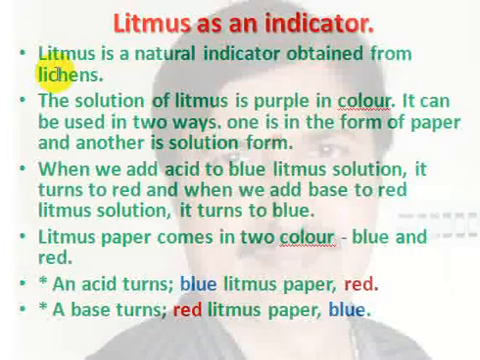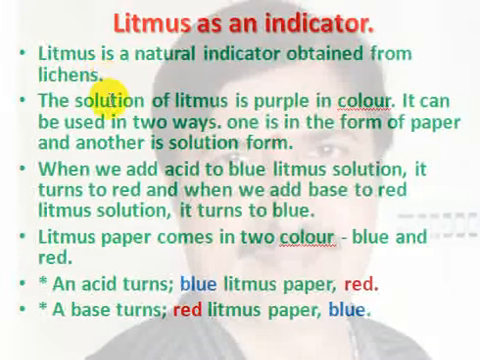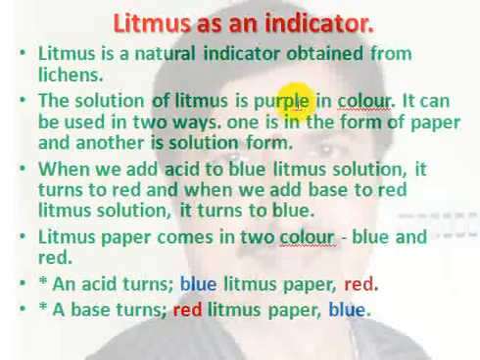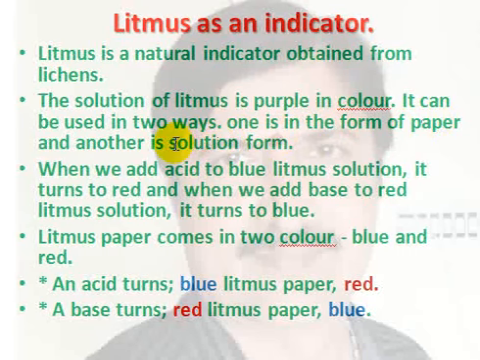So if you get an extract, a solution, from the lichen, that is called a litmus solution. This litmus solution is generally purple in color, and it is available in two forms. One is in the form of paper, litmus paper, and the other form is called solution form. So litmus can be available in two forms, that is paper or solution.